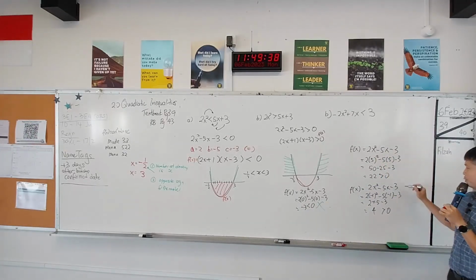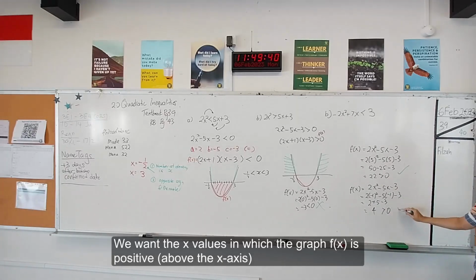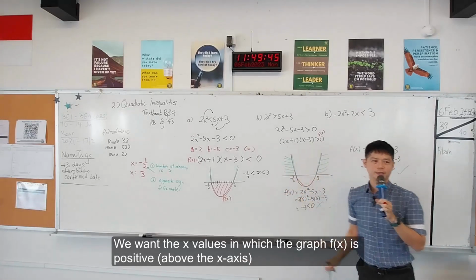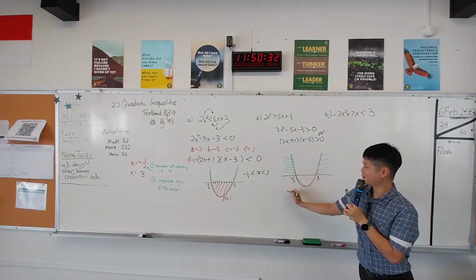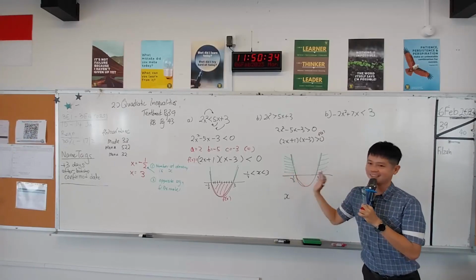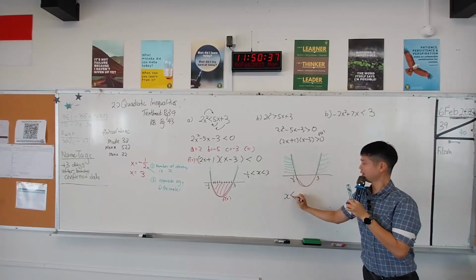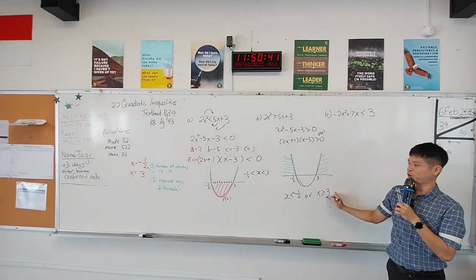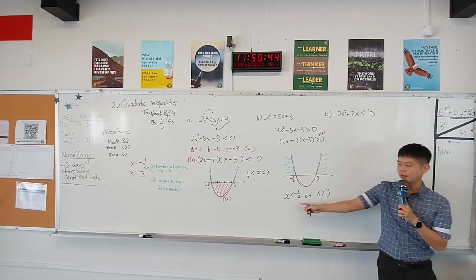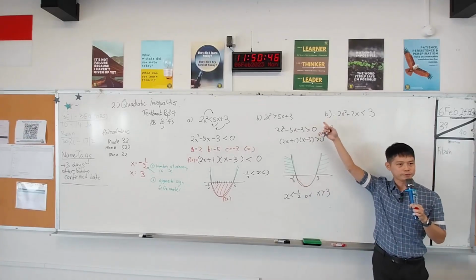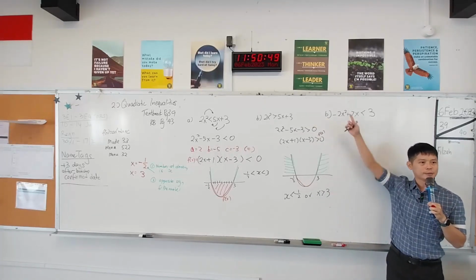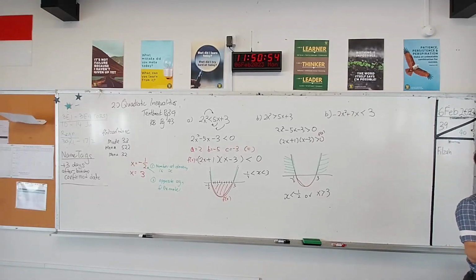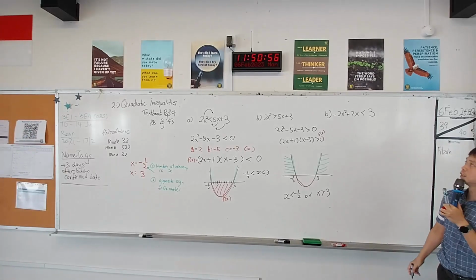We don't want this. We want here on the right side more than 3, and we want here on the left side less than negative half. So, x is, this side first, smaller than negative half, or x is greater than 3. So these are the range of values of x that will make your fx positive. Because the question says, I want those that make the fx positive. That's what the question wants.